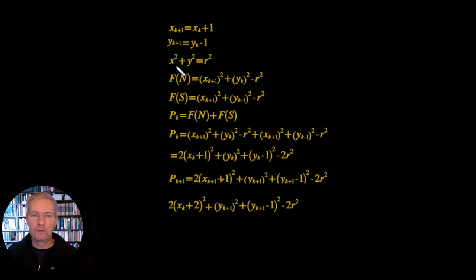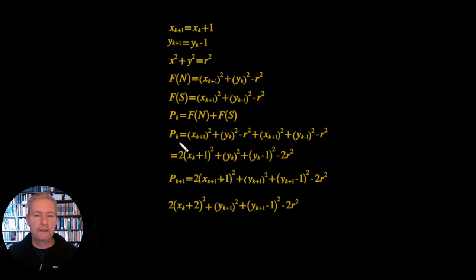Now, in order to get the equation of a circle, we can just use x squared plus y squared is equal to r squared. So we can write the outer circle, fn, as x of k plus 1 all squared plus y of k squared minus r squared. So we've just put in the values for our x and y coordinates. Now we do the same for fs, so the south circle is going to be x of k plus 1 all squared plus y of k minus 1 all squared minus r squared. Now we said the decision variable pk is going to be given by fn plus fs, so we're simply adding this equation here with this equation here. Whenever we add both of those equations together, we get this equation here.